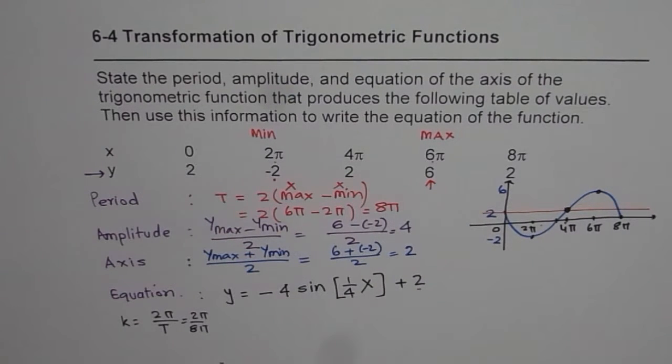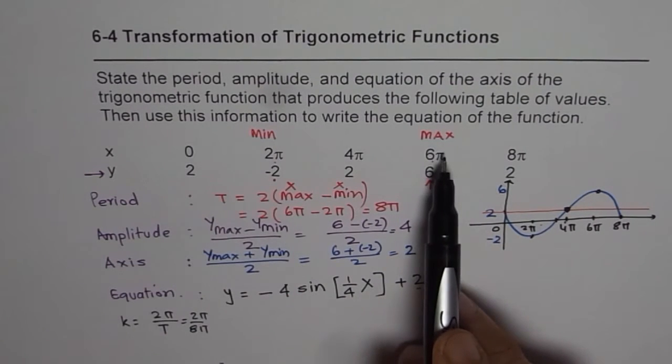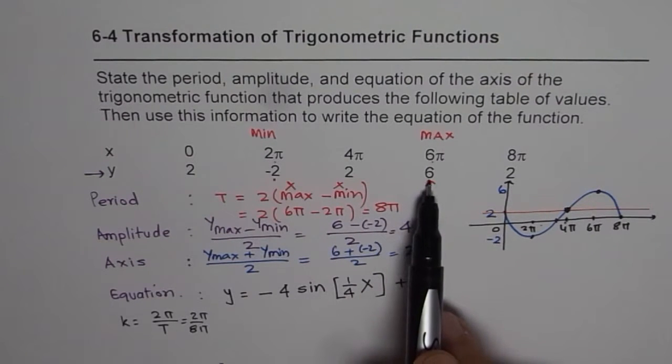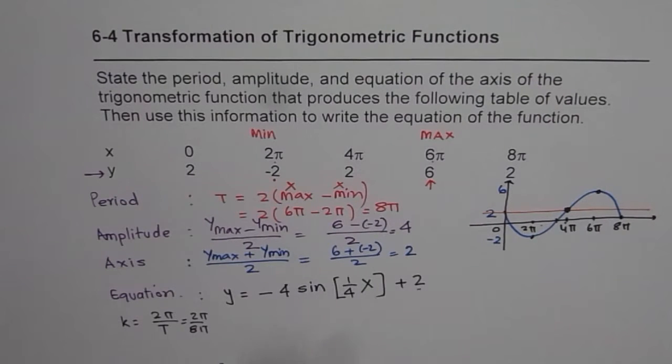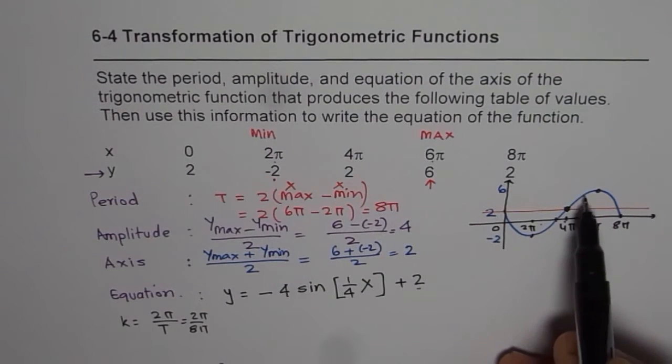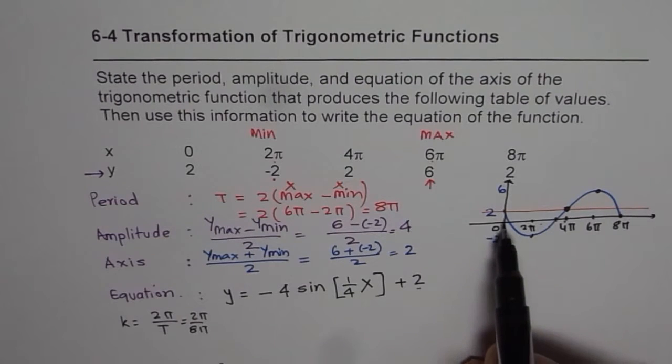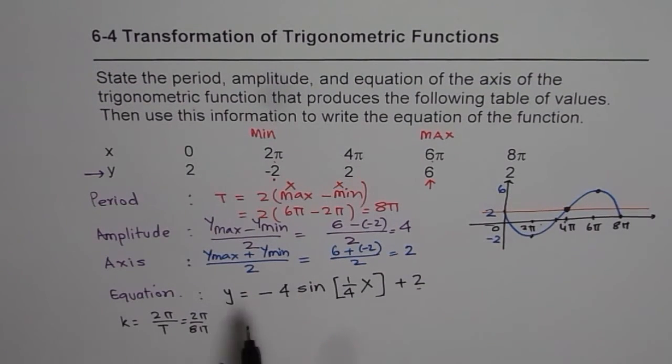I hope you understand and appreciate that from the maximum and minimum x values we get the period, and from the maximum and minimum y values we get the amplitude and axis. Before writing the equation, it is better to have a look at the function itself and see how it behaves, so that we can work out the phase shift. Since it is a sine wave which is reflected on the x-axis, we started with a minus and completed the equation. I hope that helps. Thank you and all the best.